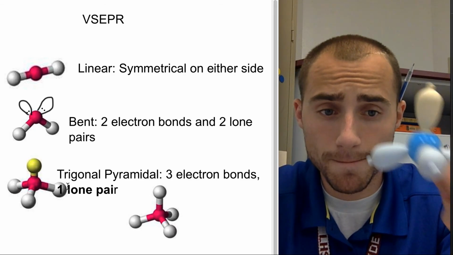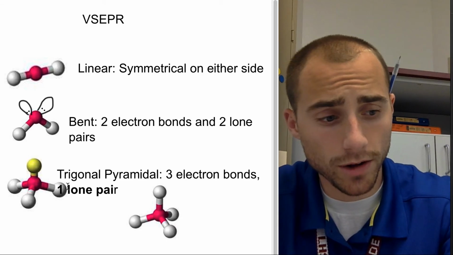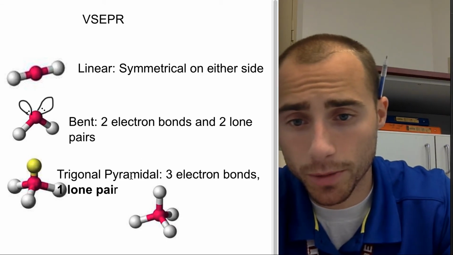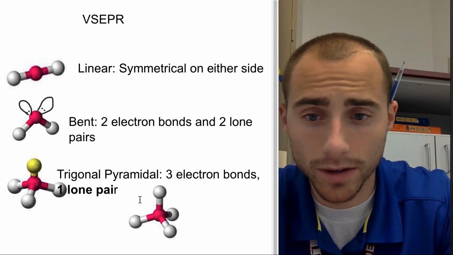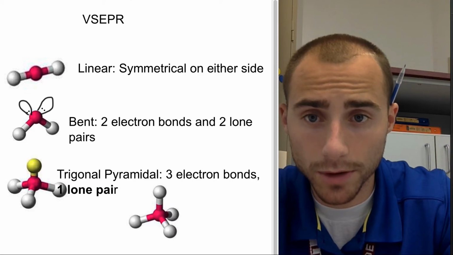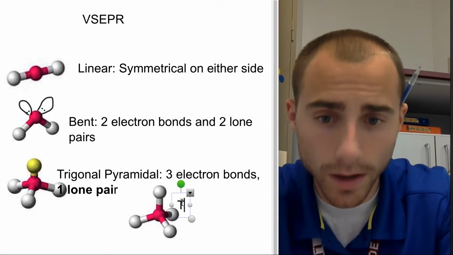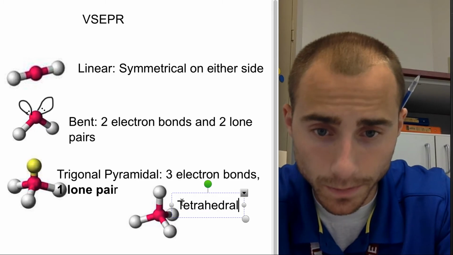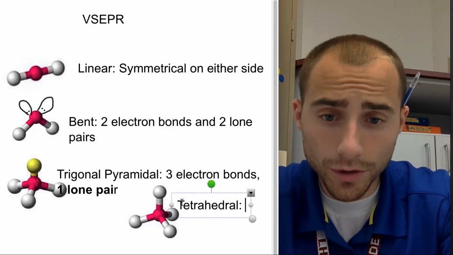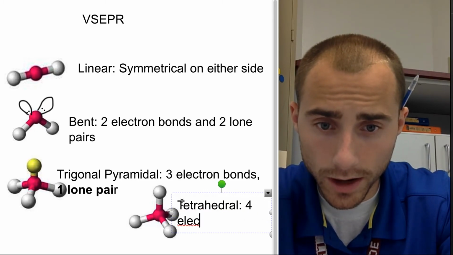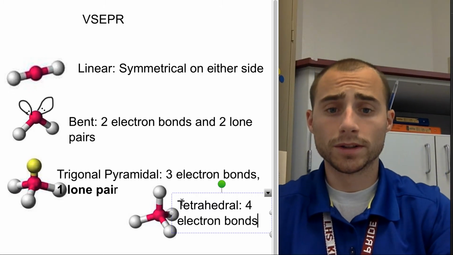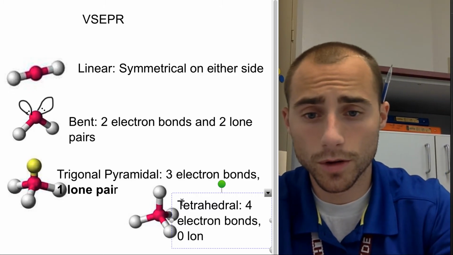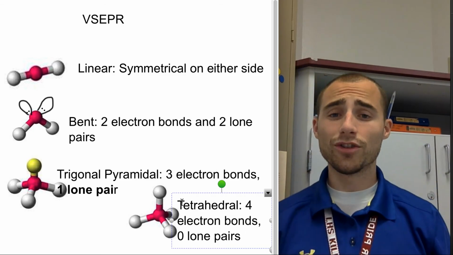So lone pair forces the shared electrons further away, and trigonal pyramidal forms when there's 3 electron bonds and 1 lone pair. Our last one is tetrahedral. Tetrahedral forms when we have 4 electron bonds and 0 lone pairs. I should put that. 0 lone pairs.